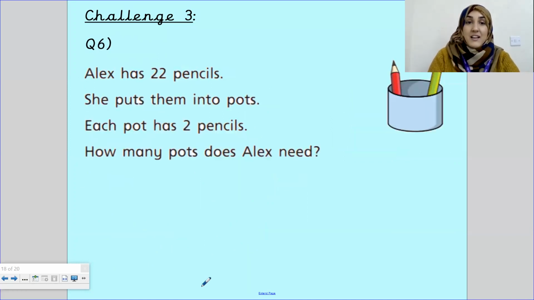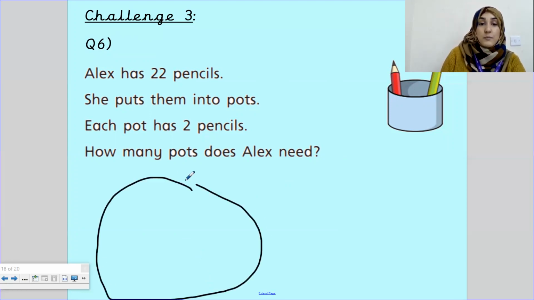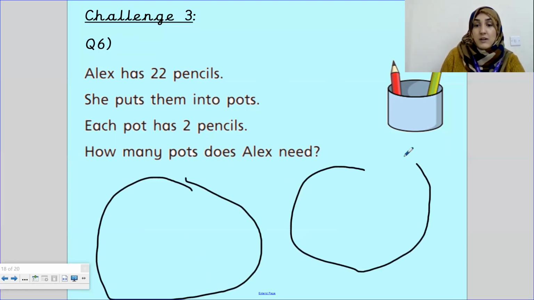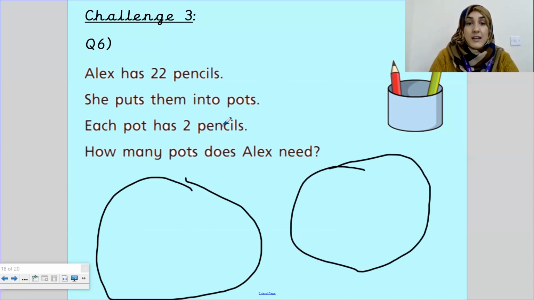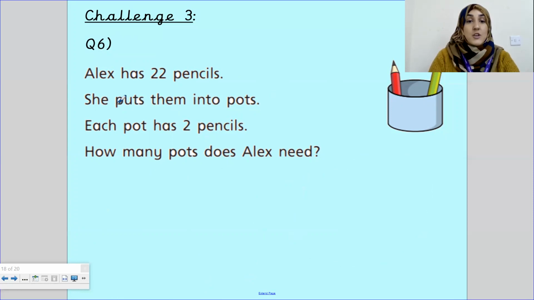Okie dokie. Challenge 3, question 6. Alex has 22 pencils. She puts them into 2 pots. So she's putting them into 2 pots. She's sharing them equally one at a time. Each pot has 2 pencils. Oh, she puts them into pots. Oh, never mind. I didn't read the question properly. She puts them into pots. Each pot has 2 pencils. So she's grouping them into 2s. How many pots does she need?